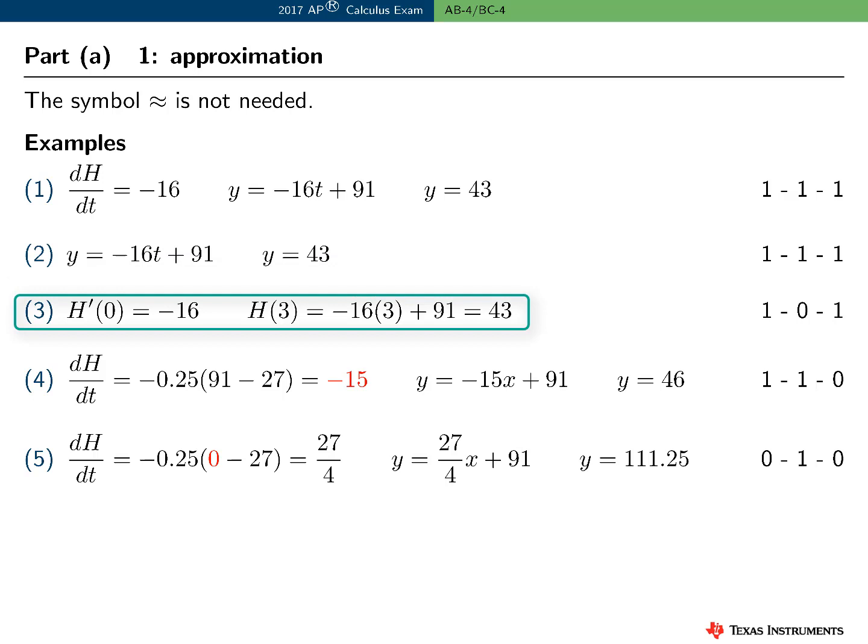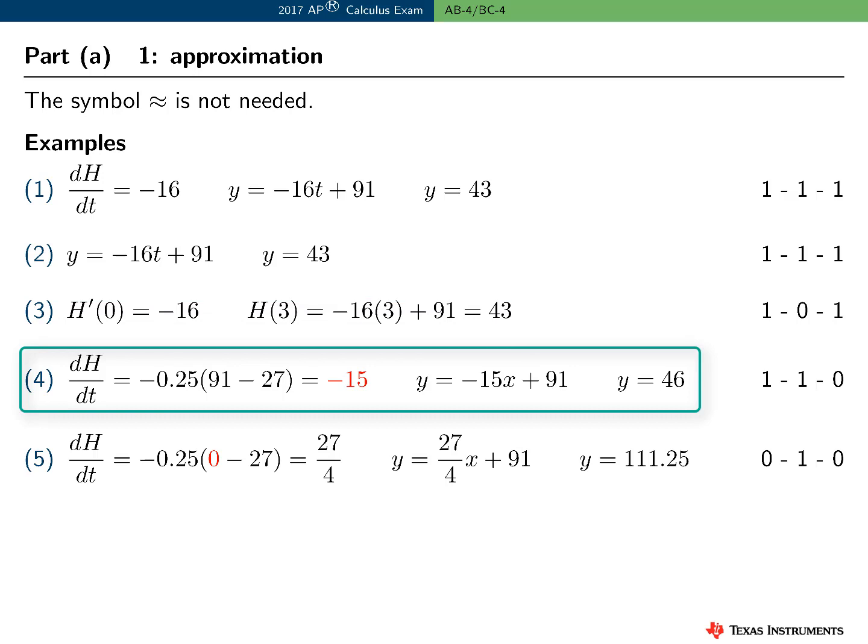In example 3, the student presents the correct slope, but never writes an explicit equation for the tangent line. But they do present the correct approximation. So this response earns 101. In example 4, the student has the correct labeled slope initially, but makes a mistake in the numerical simplification. This error comes off the last point. Since the tangent line goes through the point 0.91, this earns 110.